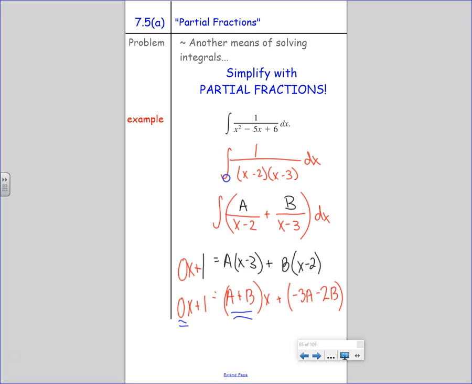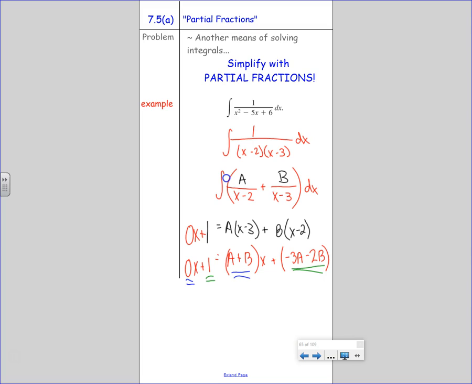A plus b must have been 0. 1 had to come from negative 3a minus 2b. Ultimately, I have a little baby system of equations. So that's one way of doing it. The other way of doing it is I could just plug in x equals 3, because that cancels that out. 3 minus 2 is 1b. 1b equals 4, but maybe that's a little bit too much fun for right now. Long story short, mathematically, a plus b must be 0, and negative 3a minus 2b must be 1.